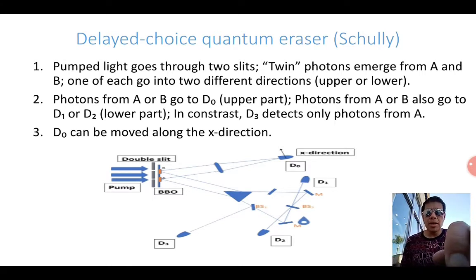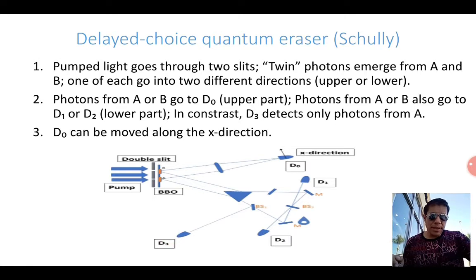All right, number 2, photons from A or B go to D0, the upper part, and photons from A and B also go to D1 or D2 in the lower part. In contrast, D3 takes only photons from A, right? So as you can see, these 2 photons here end up in D0, and these 2 photons here go into different detectors: you can go into D1, you can go into D2, and you can go into D3.